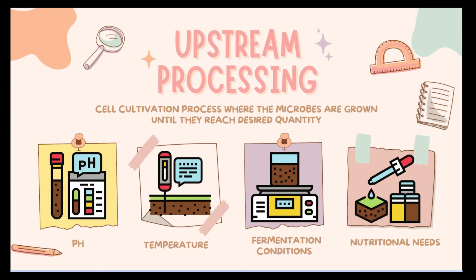The first step is upstream processing, which is defined as a production step of bioprocessing where cells are grown to the desired quantity in bioreactors. It is usually done in the lab. In this process, several steps need to be done, such as cell isolation, cell cultivation, and media preparation. In order to get a maximum result, the cultivation process needs to be done under optimal conditions for the microbes' growth, such as pH, temperature, fermentation condition, and nutrient needs.